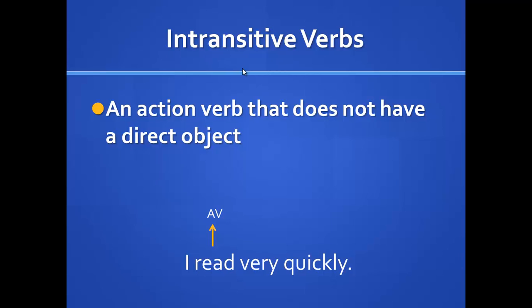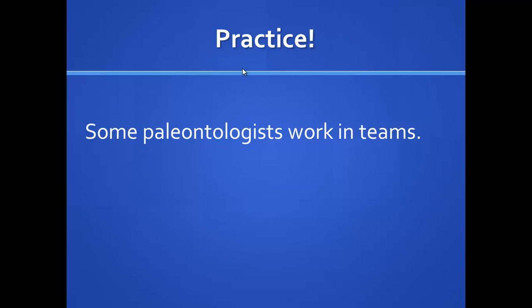An intransitive verb is an action verb that does not have a direct object. So let's take a look at the sentence at the bottom of the screen. I read very quickly. Read is the action verb, but when you ask yourself the question, read what? There's no answer. It doesn't have a direct object. Because the verb does not have a direct object, that means it's intransitive. So again, transitive verbs have direct objects. Intransitive verbs do not. Let's do some practice.